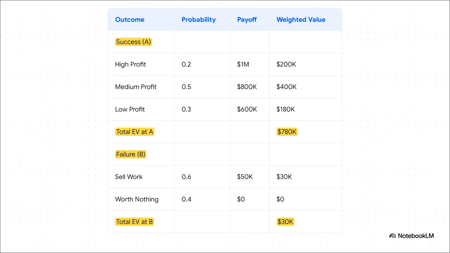The magic trick here is something called expected value, or EV for short. It's just a way of calculating a weighted average. All you do is multiply each potential payoff by the probability of it happening. So for the success branch, we do the math, and the total expected value comes out to $780,000. For the failure branch, it's a much smaller $30,000.